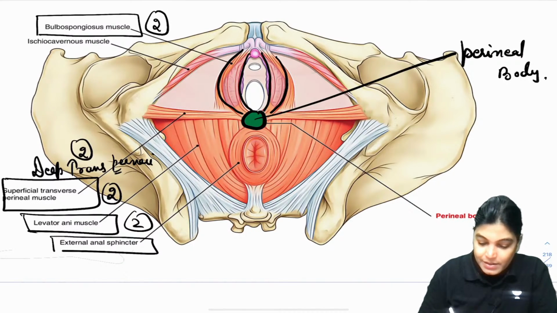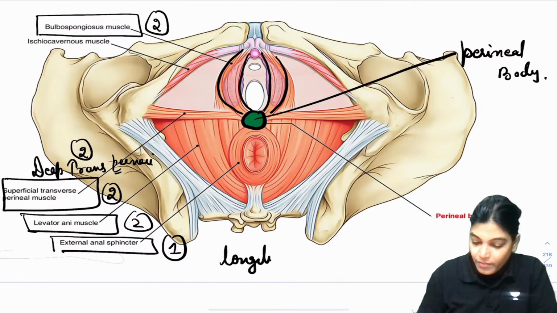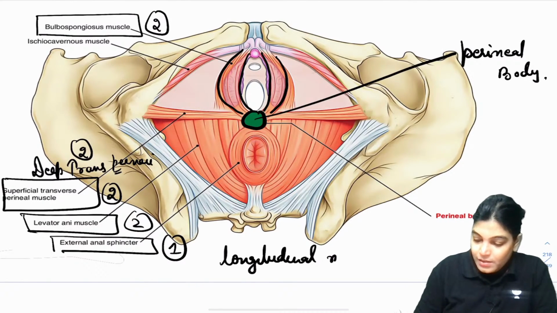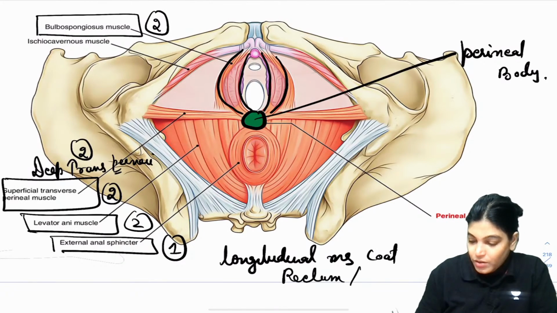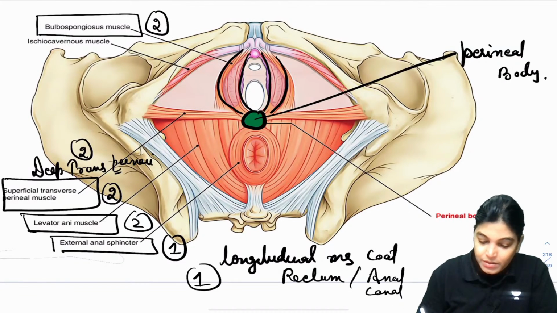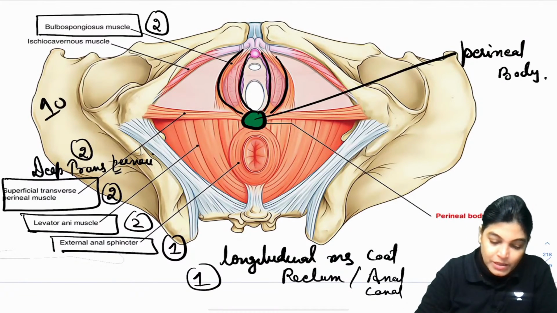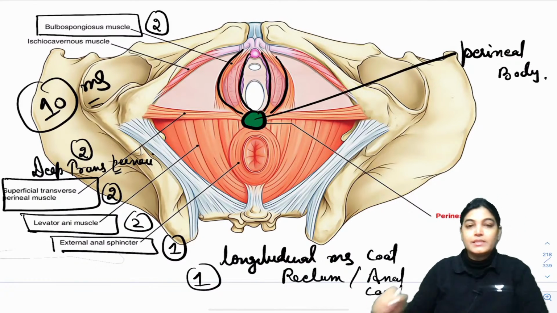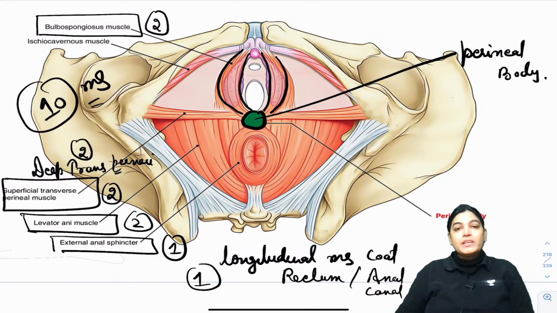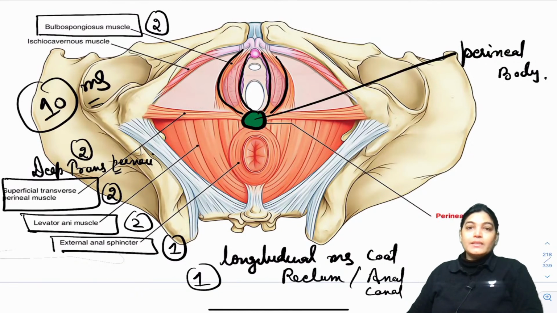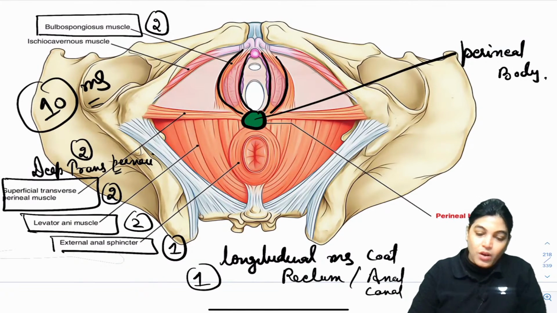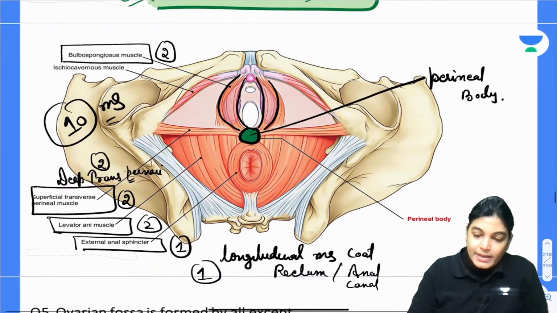1, and the longitudinal muscle coat of the rectum and that of the anal canal, so this is also 1. Together, if we calculate, it becomes 10 muscles. So 10 muscles are interlacing here. So the deep transverse perineal muscle is also related at the level of the perineal body. So we have the correct answer and explanation.